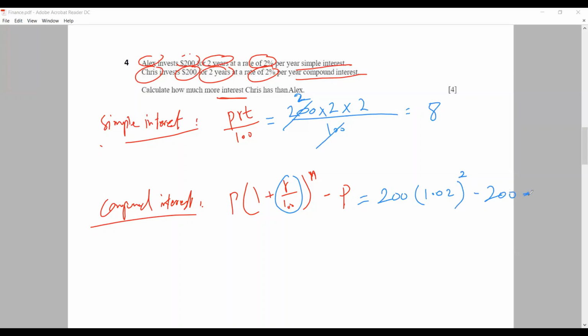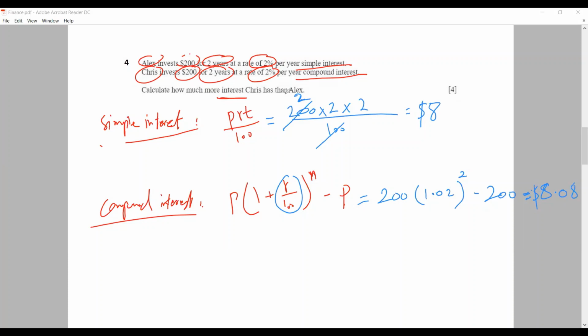I believe this should be slightly more than 8, not much, because it's been just 2 years. So the difference becomes more if you leave the money in your bank account for more period of time. So it grows exponentially. So it's $8.08, right? So $8.08. This is just $8.